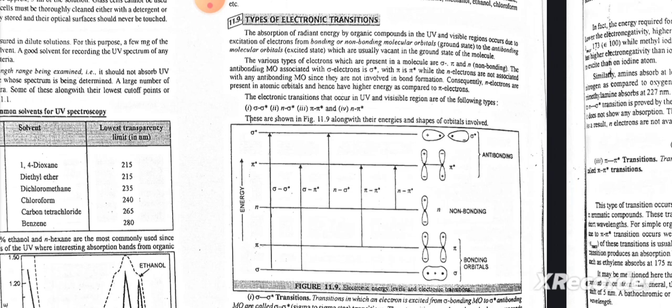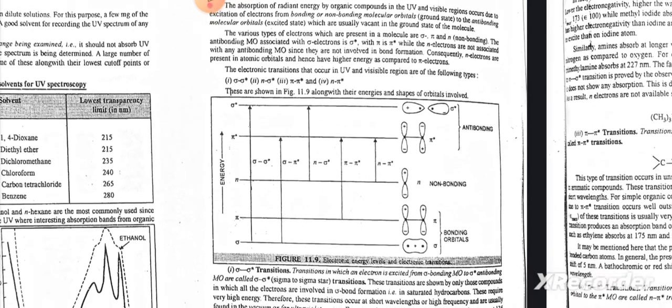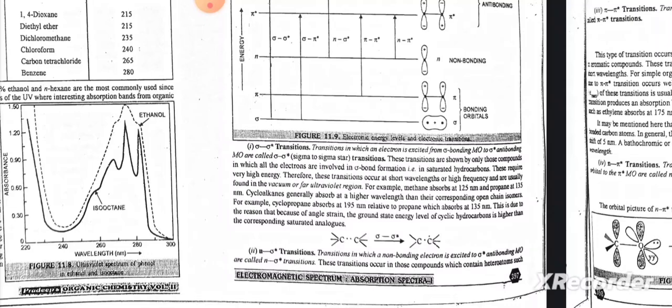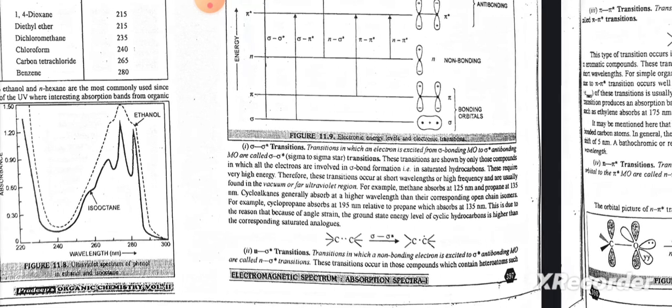while the n electrons are not associated with antibonding molecular orbitals since they are not involved in bond formation. So the transition in which the electron is excited from a pi bonding molecular orbital to a pi star antibonding molecular orbital is called a pi to pi star transition.